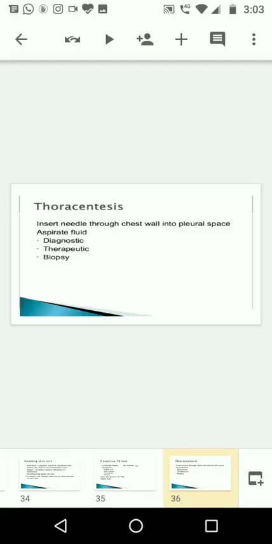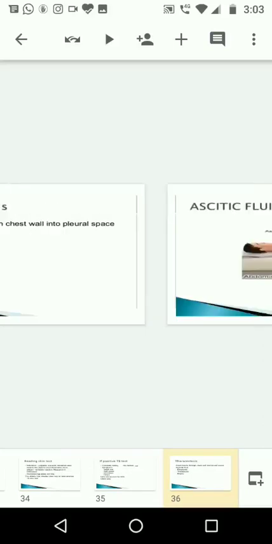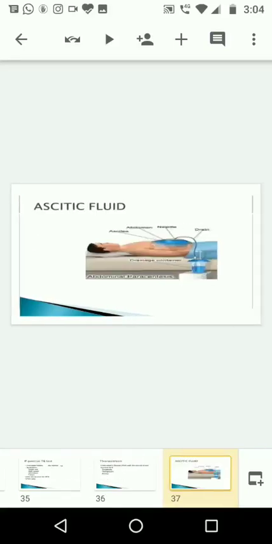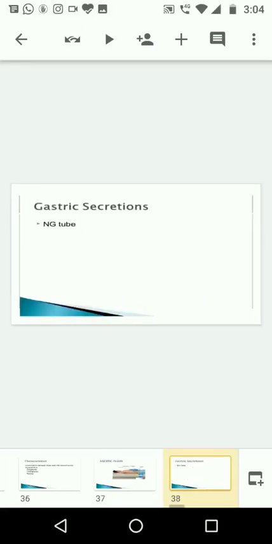For diagnostic, you can take a sample and send it to the lab, and for therapeutic, to relieve the patient, we will aspirate the fluid, and in biopsy, same, we will take the sample. Then for ascitic fluid, we call this procedure paracentesis. It can be done to remove fluid from your abdomen or for testing also, same as in thoracentesis. Then we can take a gastric secretion sample by NG tube and aspiration.